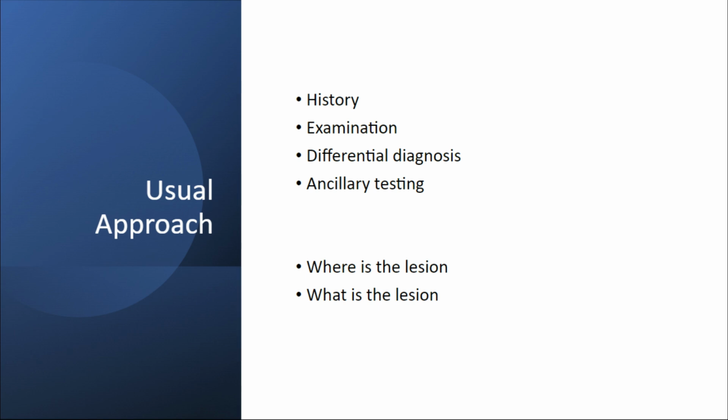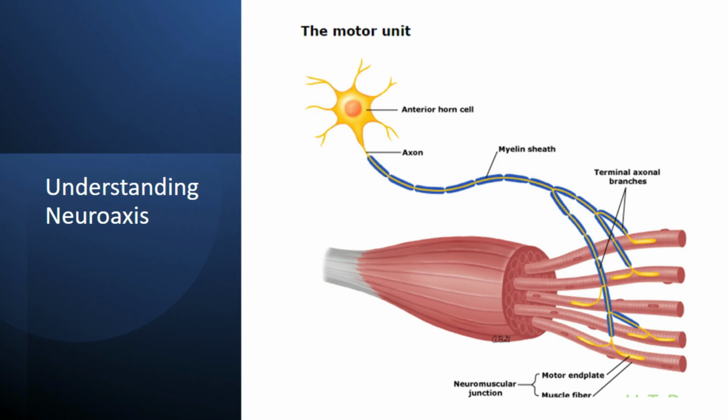The basic question remains the same. In neurology, as PGY2s, you must have heard this many times: where is the lesion and what is the lesion? So where we assess on the basis of the history and examination, and then we do some ancillary testing to confirm. But besides that, we can do some blood tests and imaging to know what is the lesion. Basic anatomy with the neuroaxis motor unit.